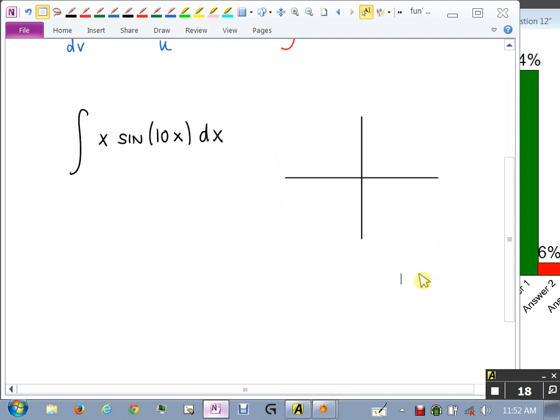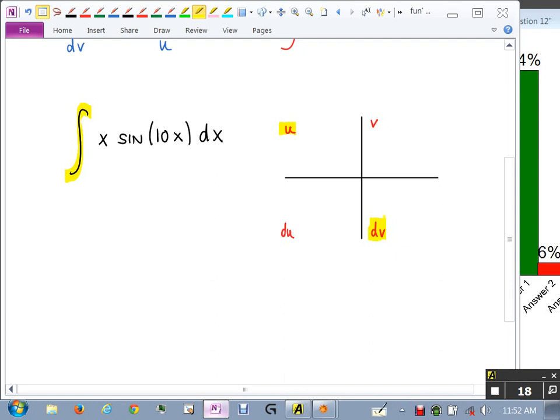And your table is always going to have 4 things in it, all right? It's going to have whatever you choose your u to be. And below it, I like to write du. And then it's going to have whatever you choose your dv to be and your v. So you have u and v on top and you have du and dv on the bottom. For this integral right here, I have chosen my u and my dv, right? Those are the 2 things that are going to come from this integral.